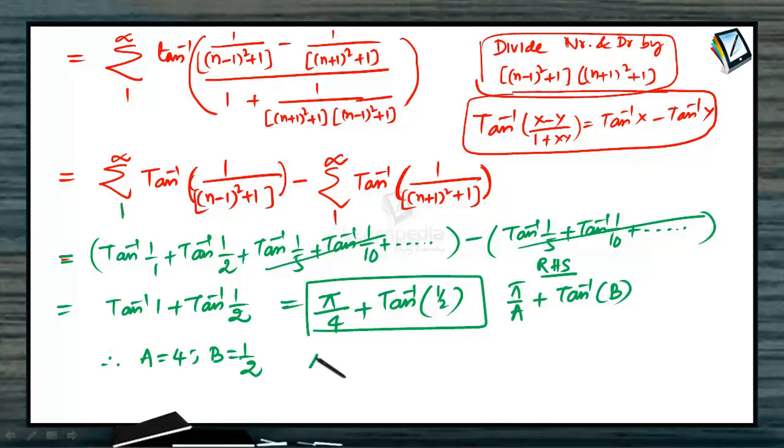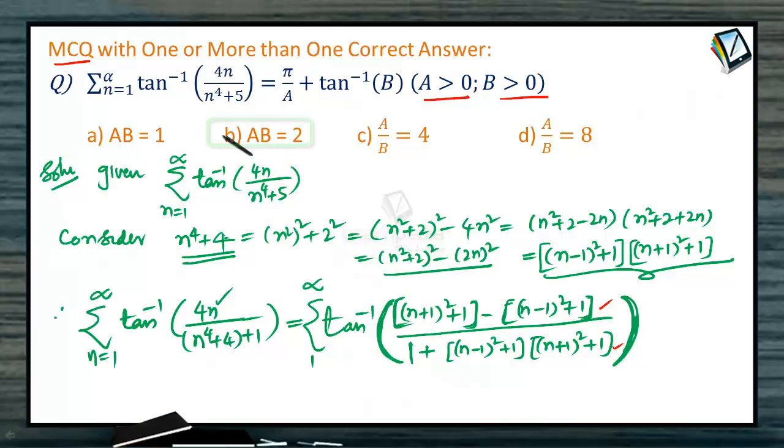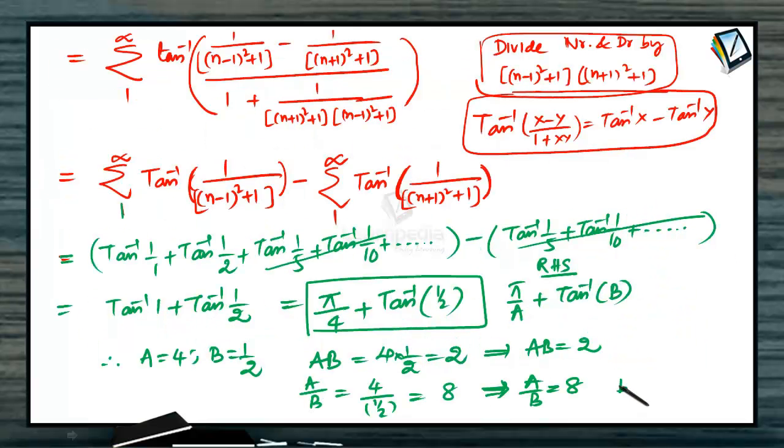So the product AB is 4 into 1 by 2, that is equal to 2, so AB is equal to 2. And A by B also: A is 4, B is 1 by 2, that becomes 8, so A by B is equal to 8. The question gave AB is 1 and A by B is 4, but AB is 2 and A by B is 8, and option D is A by B is 8. So here options B and D are correct, 2 and 8. So these are the correct answers for this question.